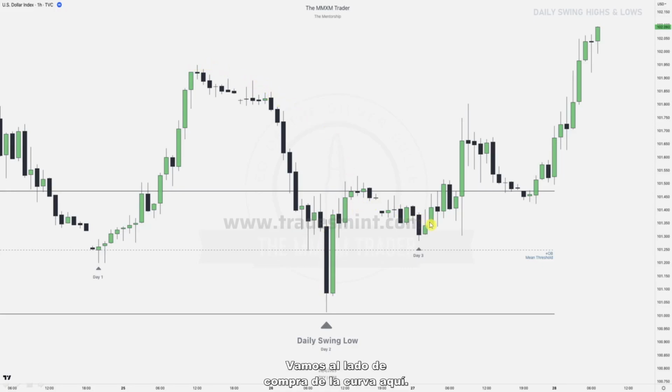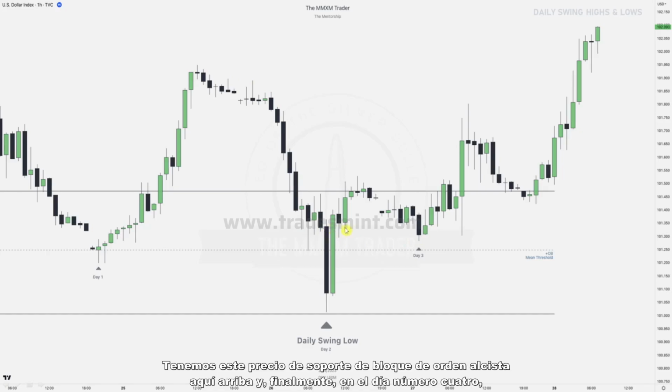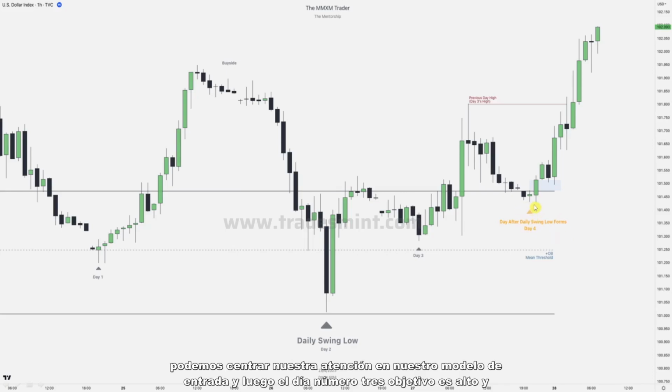We're going into the buy side of the curve over here. We've got this bullish order block supporting price up here. And eventually on day number 4, we can focus our attention on our entry model and then target day number 3's high and eventually more buy side liquidity in this LRLR, or low resistance liquidity run, up here. So simply put, we can look for a fair value gap or an order block, and that could be our entry, and then continuing up into the draw on liquidity.